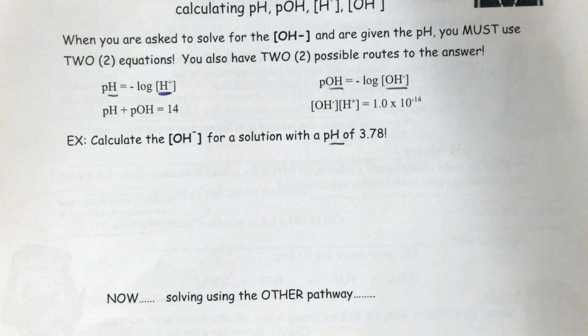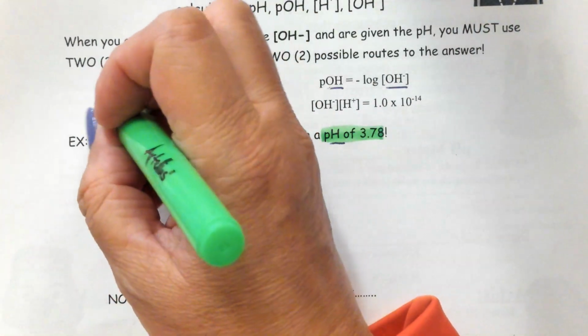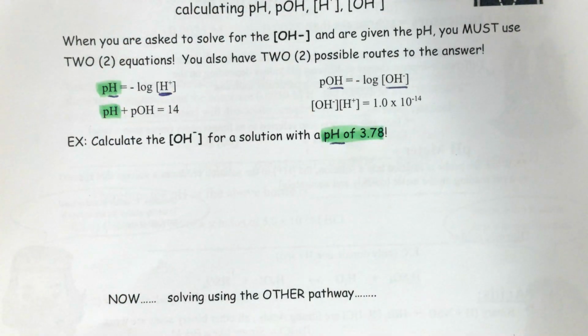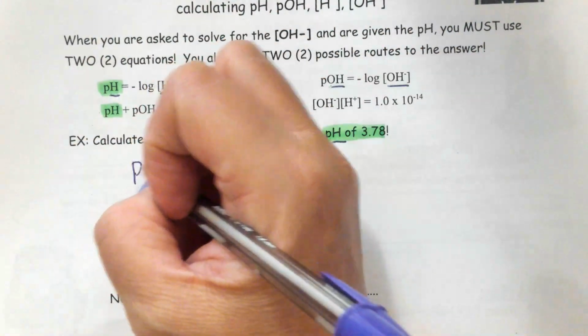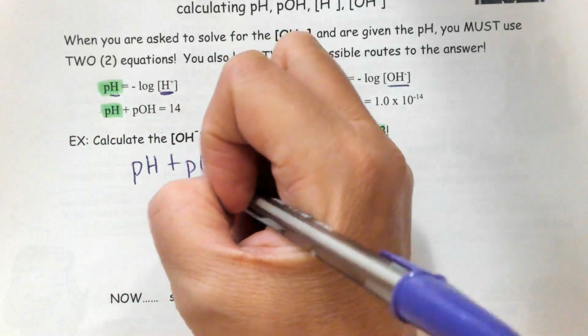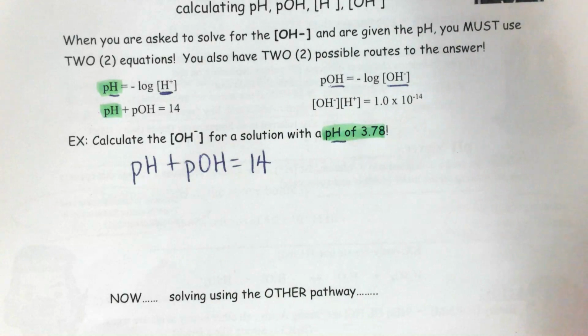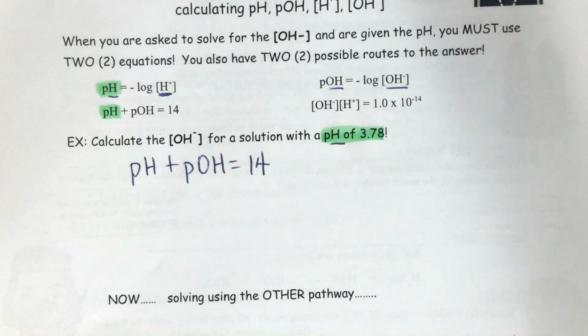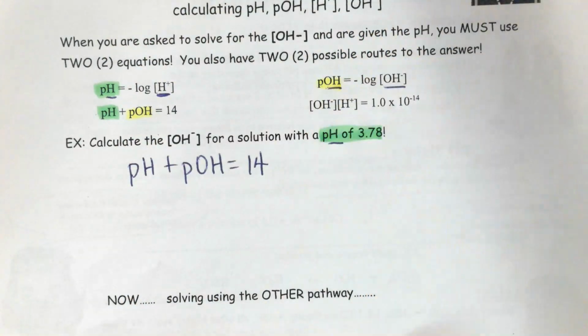I'm going to show you this by highlighting. The pH is what I have. This can sometimes help you if you highlight it also. The pH can be right here and right here. I get to choose which of those formulas I want to start with. Remember what I just said? I'd rather start with this one because it's the easiest: pH plus pOH equals 14. What am I going to get from this? I'm going to get the pOH. And then once I have the pOH, I have 2 choices.